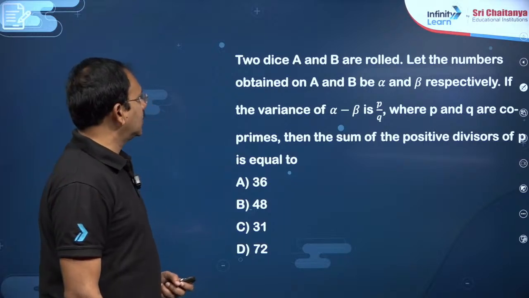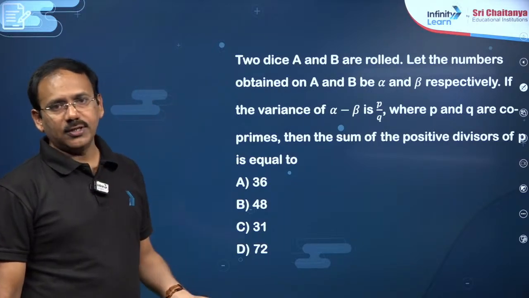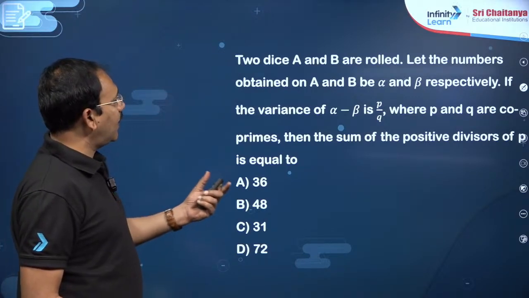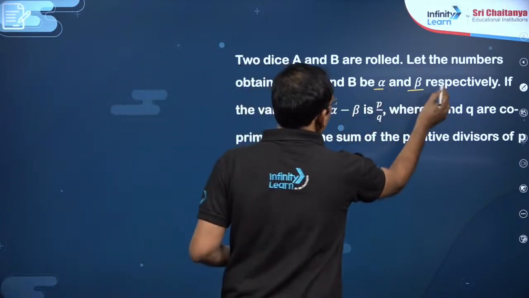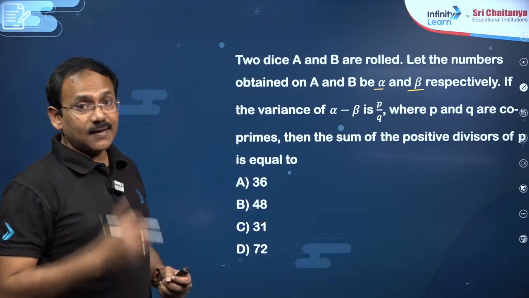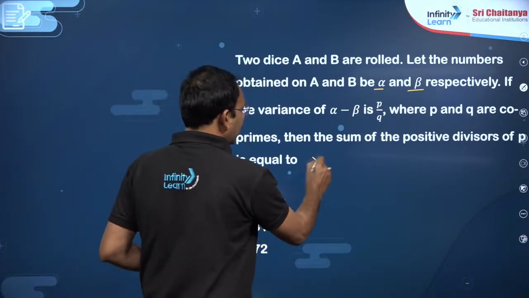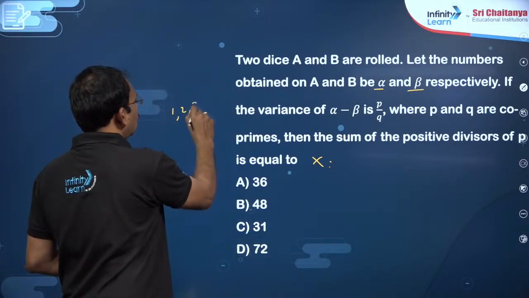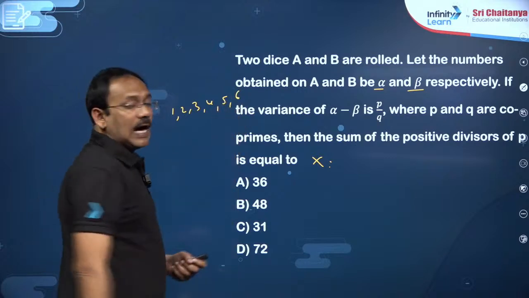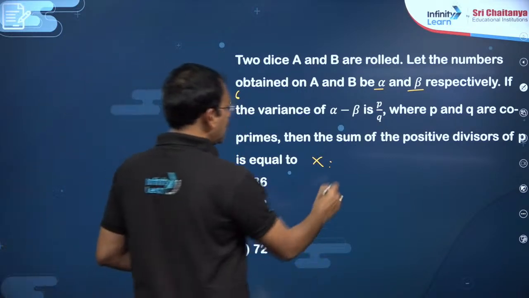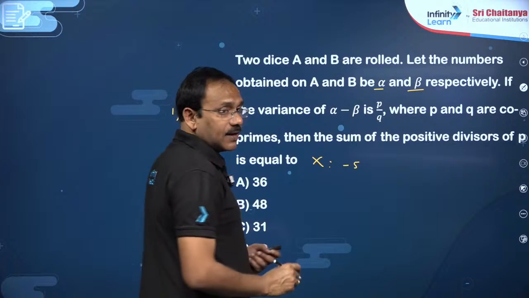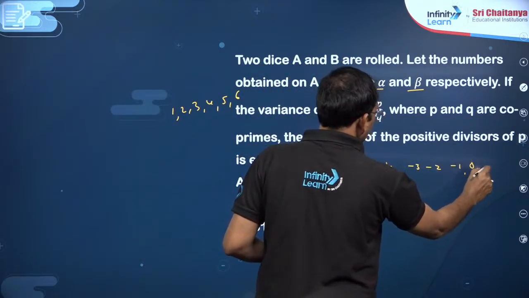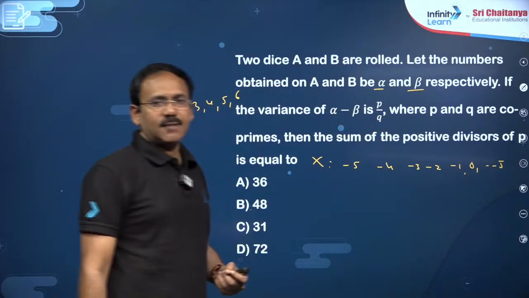You see this, students, the 2 dice A, B are rolled. So, A shows some number, B shows some number. Let the numbers obtained on A and B denote alpha and beta. So, now he has taken variance for the data of alpha minus beta. So, what is the variable? Alpha minus beta. Alpha minus beta, you are going to get 1, 2, 3, 4, 5, 6. Least possibility can be minus 5. The next minus 4, minus 3, minus 2, minus 1, 0, and it can be up to 5, my dear friends.